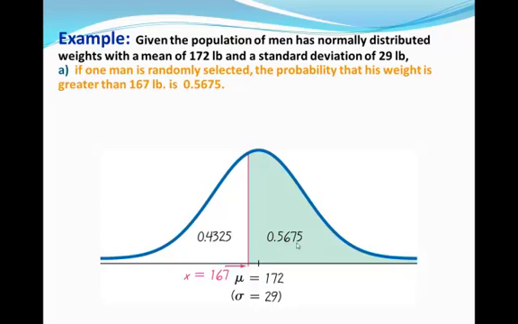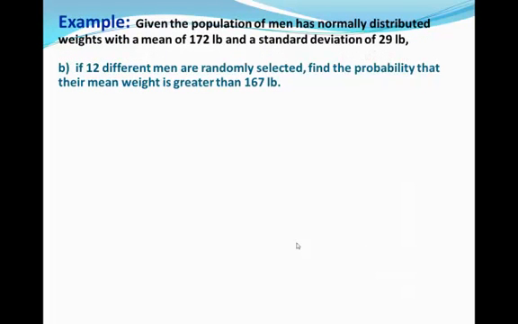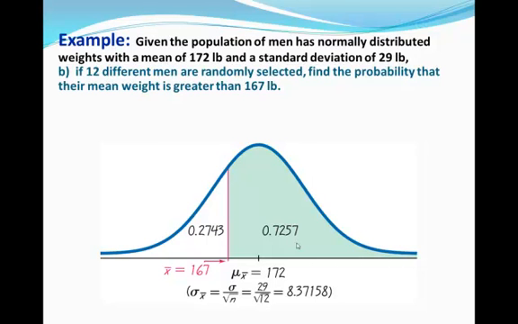The next thing, let's take a look at the second part, which is B part. Given a population of men has normally distributed weights with a mean of 172 pounds and standard deviation of 29 pounds. If 12 different men are randomly selected, find the probability that their mean weight is greater than 167 pounds. So here we select a sample of 12 men. And we know that the population is normally distributed. Then the sample means will be automatically normally distributed.